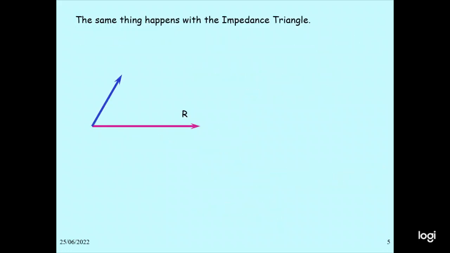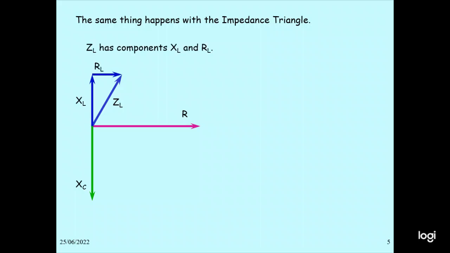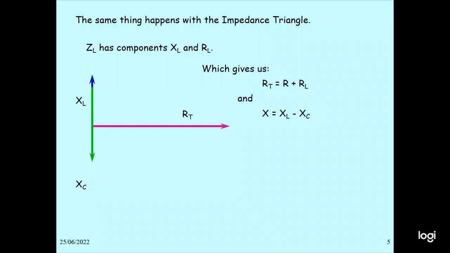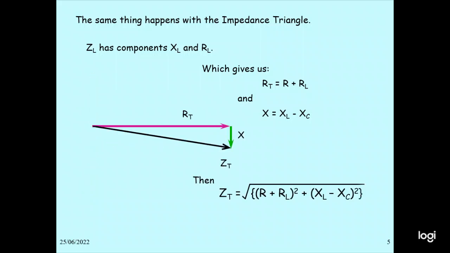The same thing happens with the impedance triangle. So in this case, let's say XC and XL. There is a component X and R. So this horizontal is R, vertical is XL. In the middle, it gives us R equal to R plus RL, and X equal to XL minus XC. Then the combination, the black one, has Z equal to the square root of R squared plus XL minus XC the whole square. Theta is tangent inverse X divided by R.